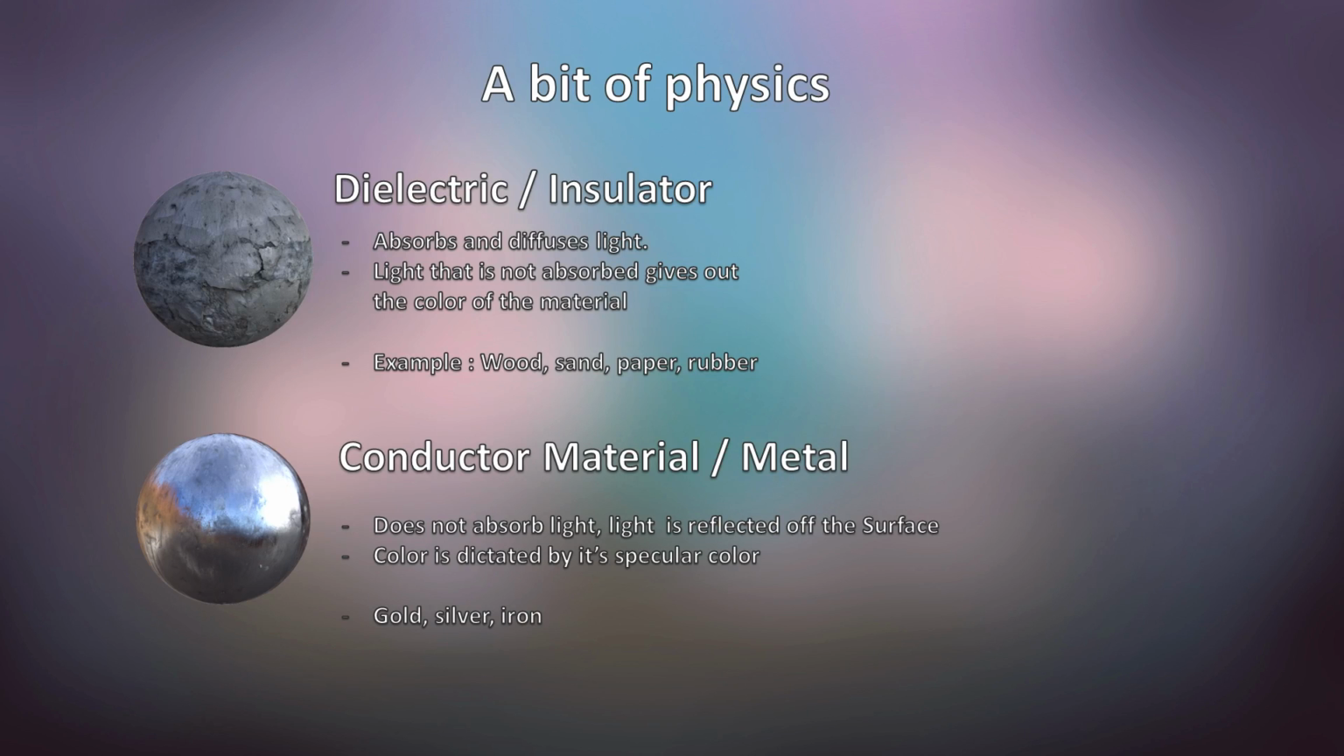The second type is the conductor material, and these do not absorb light. Everything is reflected off the surface, because if you want to enter the physics of it, the atoms are too close together, so the light cannot be absorbed by the material. So all the colors that you will see on a metal will be dictated by the specular color, so by the reflection. And metal materials are gold, silver, iron, and others. So you got copper, you got everything that is metallic.